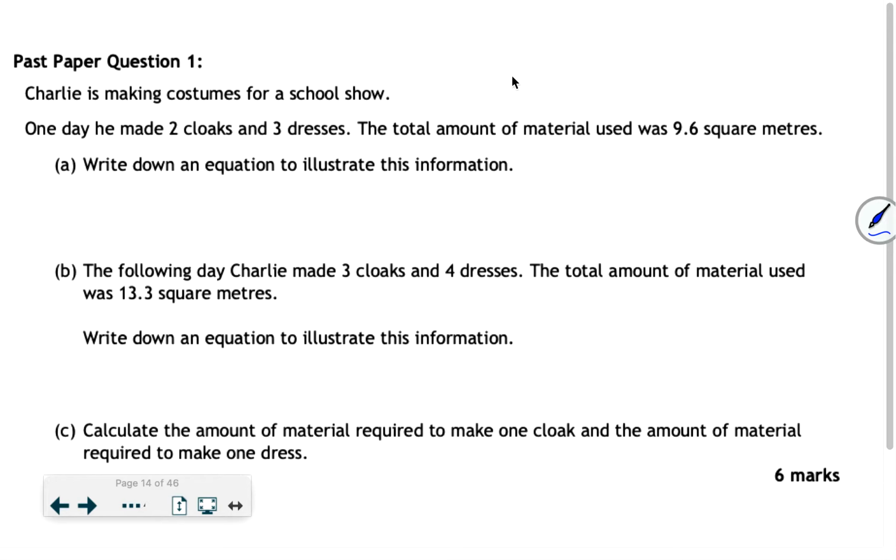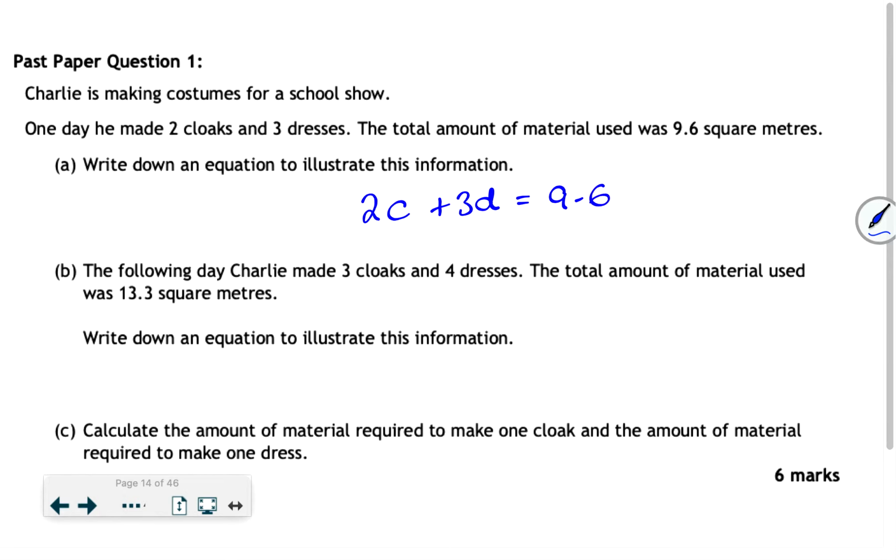So usually you can tell an exam style simultaneous equation question because it'll have three parts. It'll have make an equation in part A, make an equation in part B, and then solve it to find an answer in part C. So it says two cloaks and three dresses is 9.6 square metres. So use a common sense variable for that. So it's going to be 2C, C for cloak, 3D for dress is equal to 9.6.